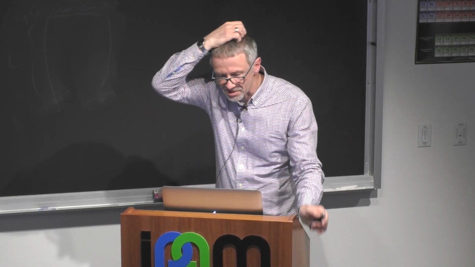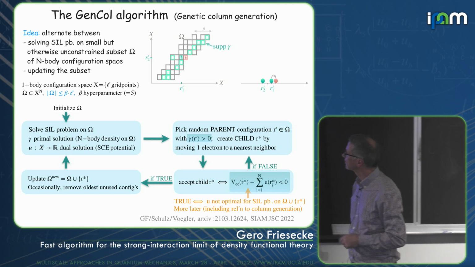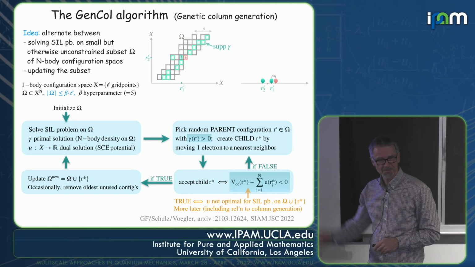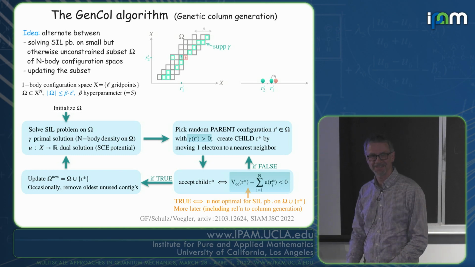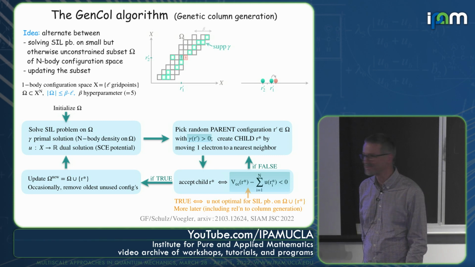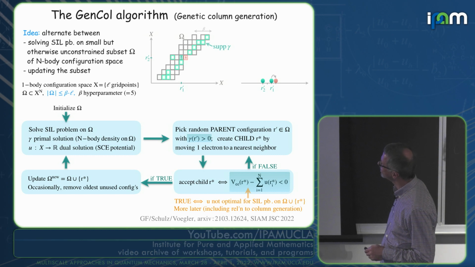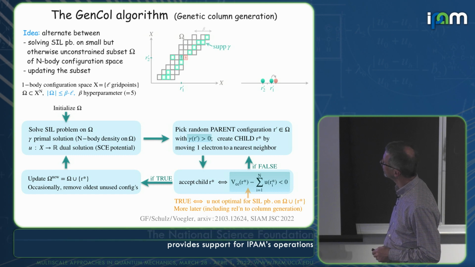So here's the algorithm. Somehow, this is my picture. It took me a long time to do this picture because I was giving talks about this algorithm last year and nobody understood the algorithm. Now I had a long flight to LA, so then I had time to do this slide. So, okay, here's the idea. You alternate between solving the strongly interacting limit problem on a small but otherwise unconstrained subset of the n-body configuration space and updating the subset.